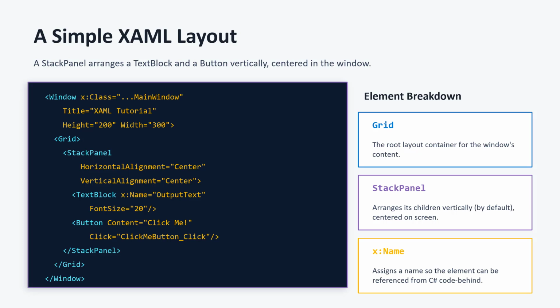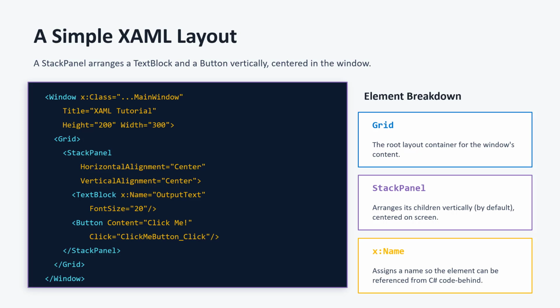So let's look through an actual piece of XAML line by line so the syntax feels less abstract and we get a better handle on what we're talking about. At the very top, the window element is the root of this particular UI with a title, a height of 200, and a width of 300, and those are the dimensions of the window when the application runs.